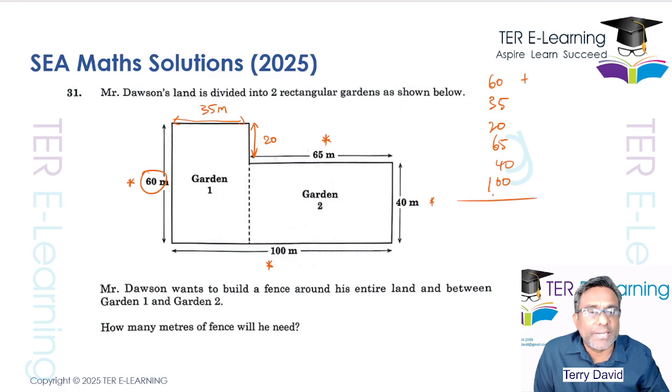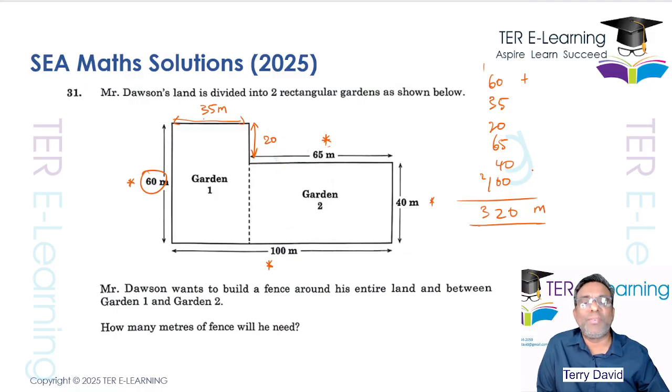Make sure I'm not missing any. 1 2 3, 1 2 3 4 5 6. Okay, so 5 and 5 is 10. 6 and 3 is 9, and 1 is 10. 11 12 18 19 20 21 22. So that's 320 meters. So that's the length of the fence that you will need.